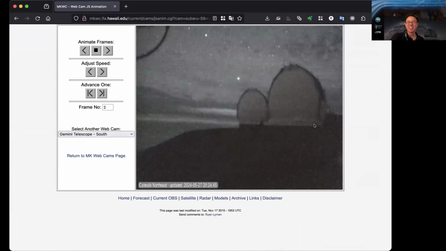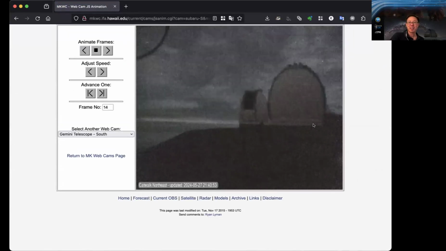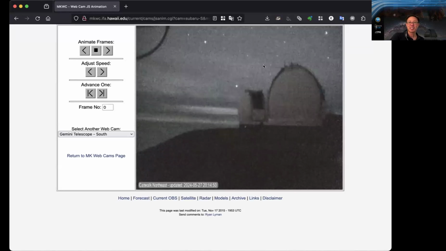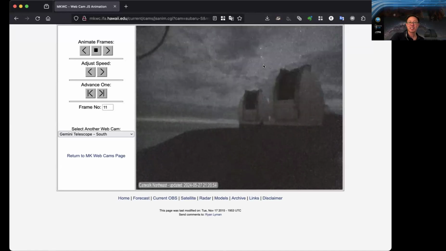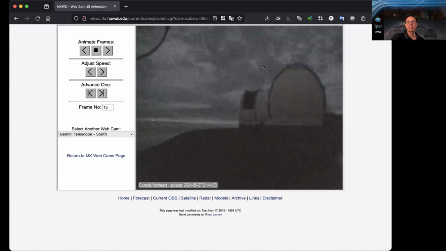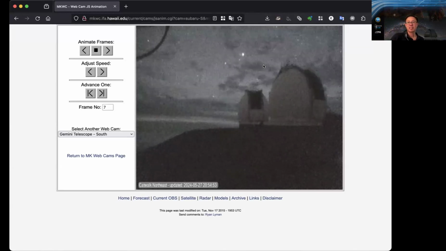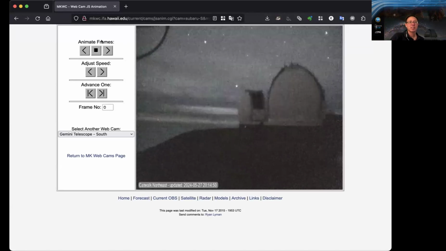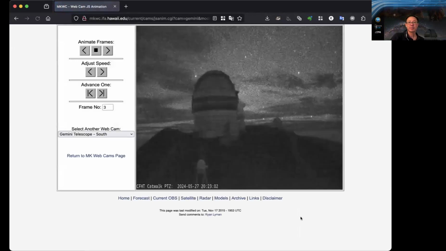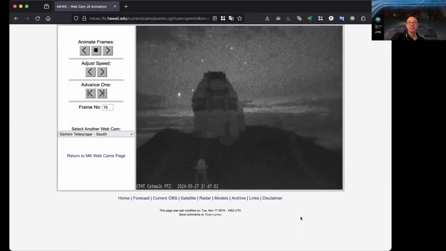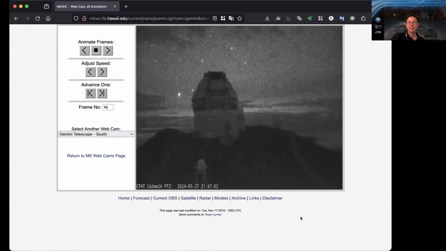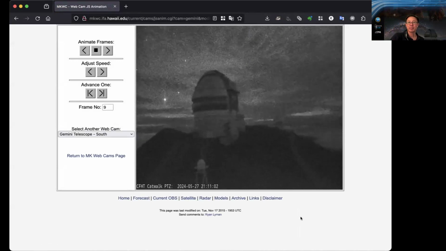But you can also see in the background the clouds. Another one here is looking at the Gemini telescope. So when we see the guide star flux jump up and down, it's because this is what's going over us.